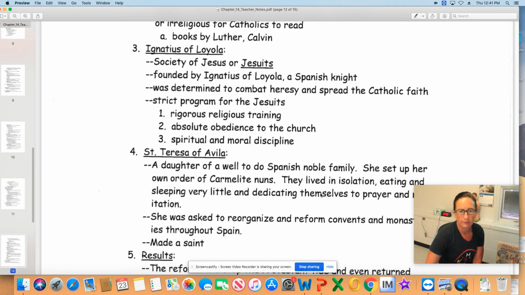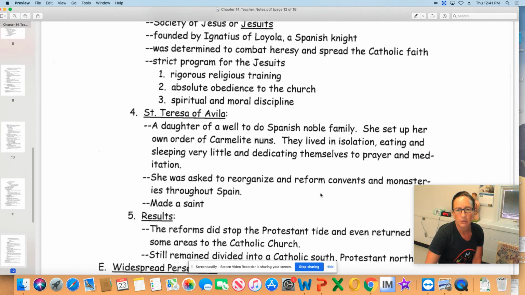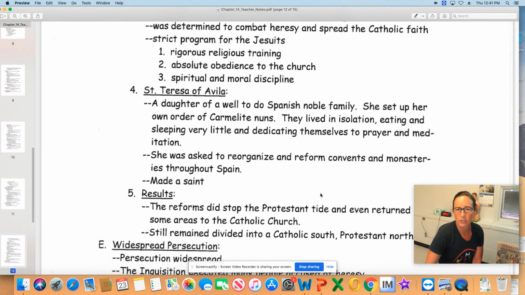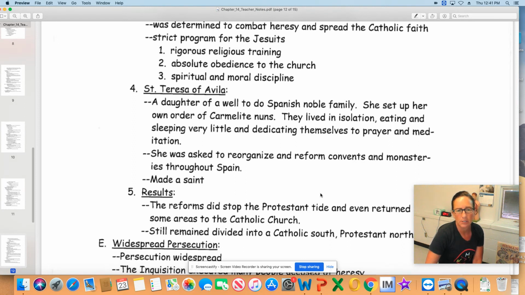Saint Teresa of Avila, I don't know if I'm saying that right. A daughter of a well-to-do Spanish noble family, she set up her own order of Carmelite nuns. So Saint Teresa founded the Carmelite nuns. They lived in isolation, eating and sleeping very little, dedicating themselves to prayer and meditation. She was asked to reorganize and reform convents and monasteries throughout Spain. Eventually, Saint Teresa, of course, would become a saint.